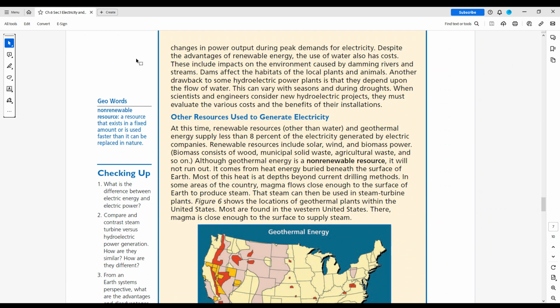Despite the advantages of renewable energy, the use of water also has costs. These include impacts on the environment caused by damming rivers and streams. Dams affect the habitats of the local plants and animals. Another drawback to some hydroelectric power plants is that they depend upon the flow of water. This can vary with seasons and during droughts. When scientists and engineers consider new hydroelectric projects, they must evaluate the various costs and the benefits of their installations.